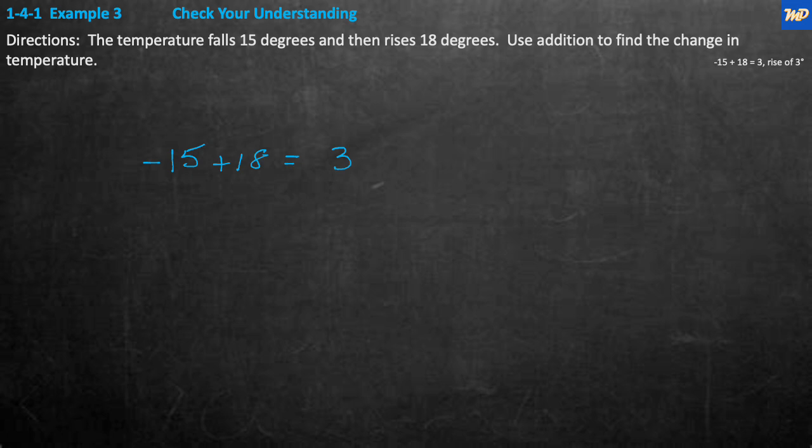Okay. And then it says, what is the larger absolute value, which is 18? And you take the sign of that number, and that number is positive. So what can we say? That positive 3 is the result, the rise of 3 degrees. And so negative 15 plus 18 is equal to positive 3, and the temperature rose 3 degrees. I'll write it: temp rose 3 degrees. Okay?